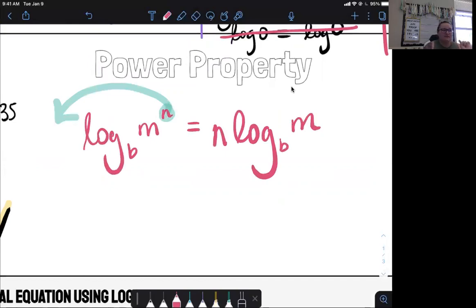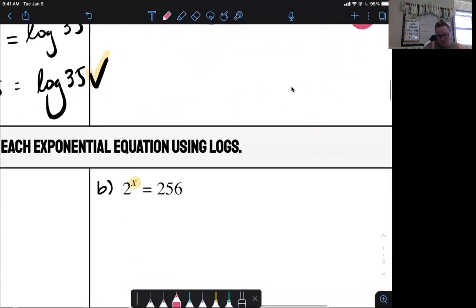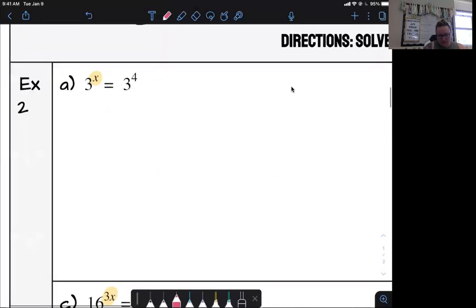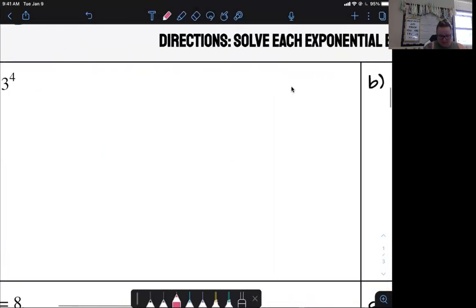So logs let us get rid of or deal with exponents and change it into multiplication. All right, so let's deal with some problems.